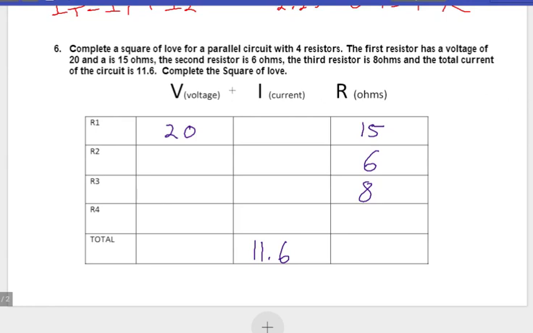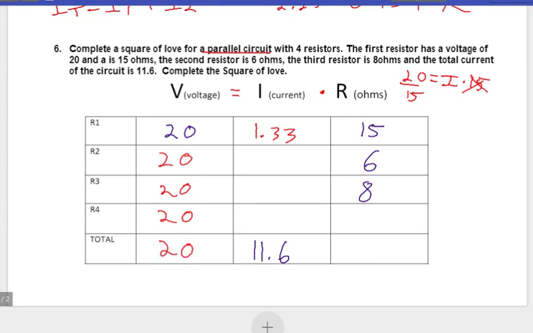So first things first, V equals I times R. That's going to help us figure out what the current is right here. So 20 is equal to I times R, which is 15. Divide 15 by both sides, and I find out that my first current should be about 1.33. Next, because this is a parallel circuit, voltage is the same everywhere, so all of these voltages are going to be 20.